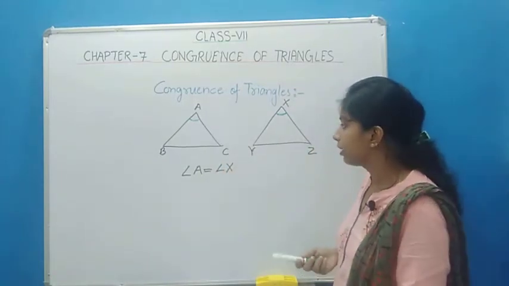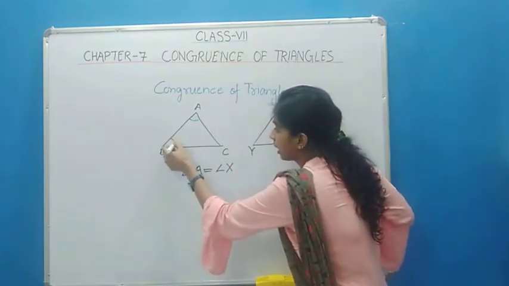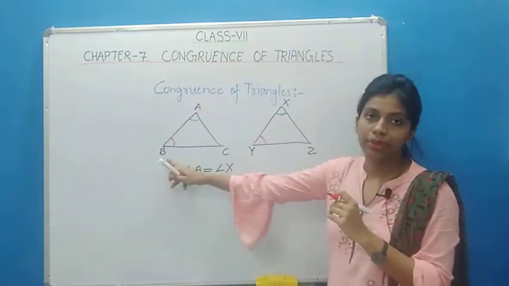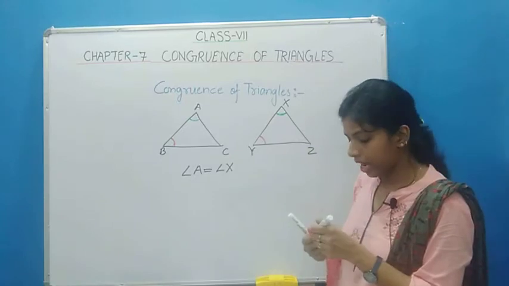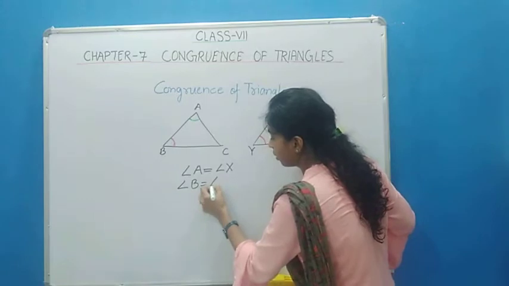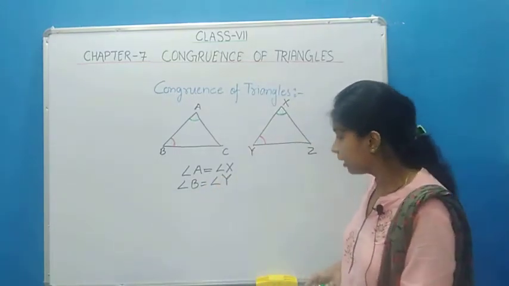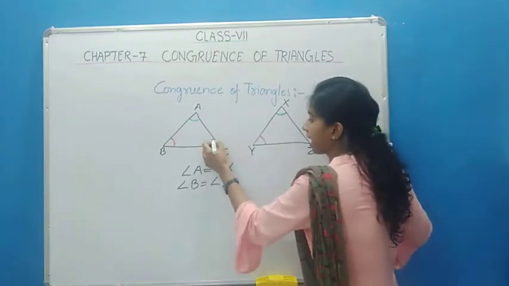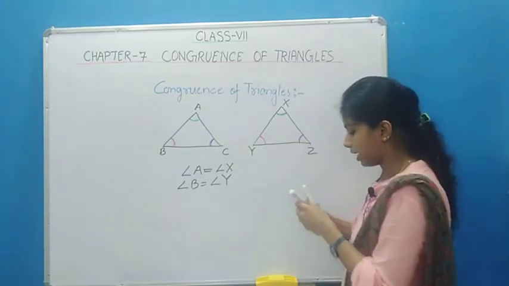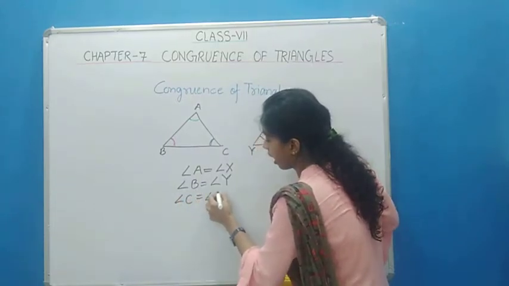Now second, if I am taking angle B, it is equal to angle Y. So let's write here, angle B is equal to angle Y. Now the third angle, I'm taking angle C. Angle C is equal to angle Z. So let's write here, angle C is equal to angle Z.